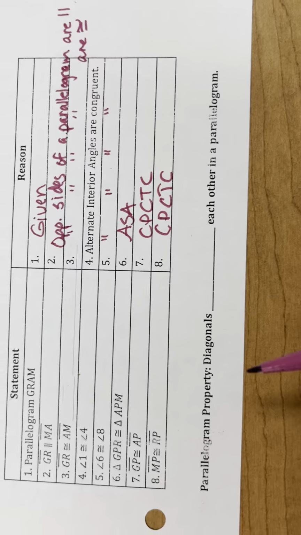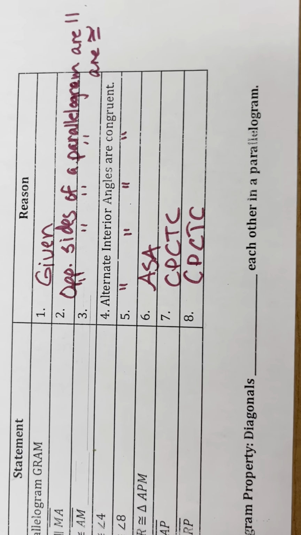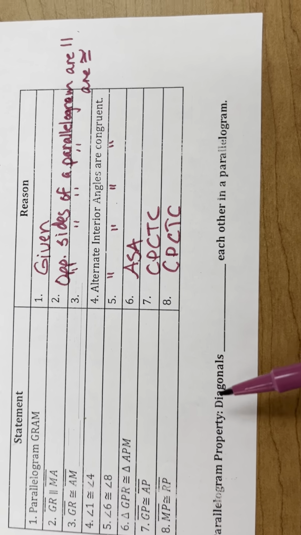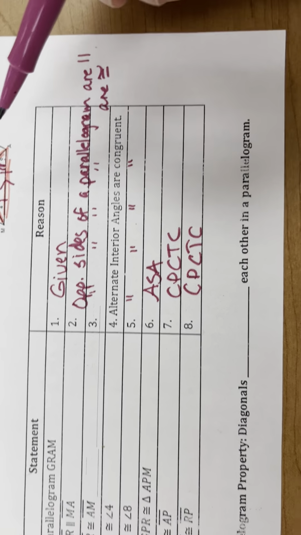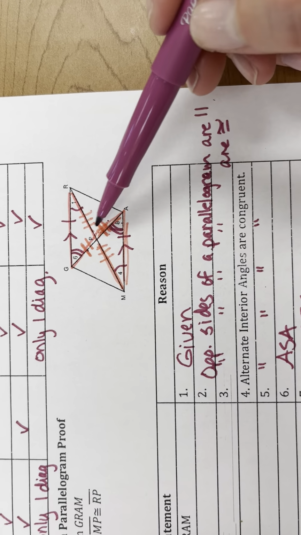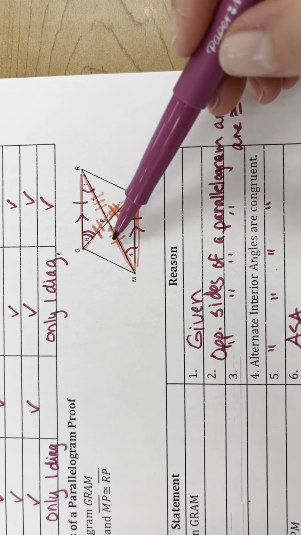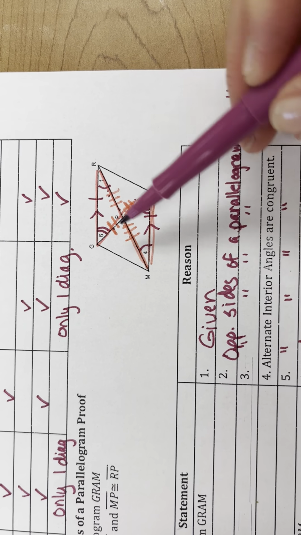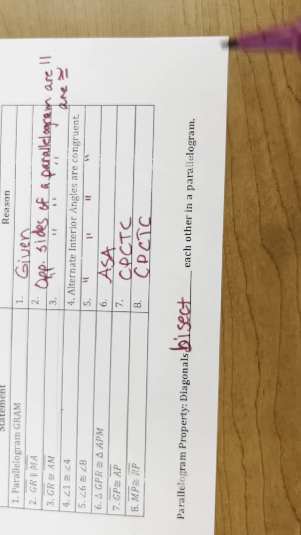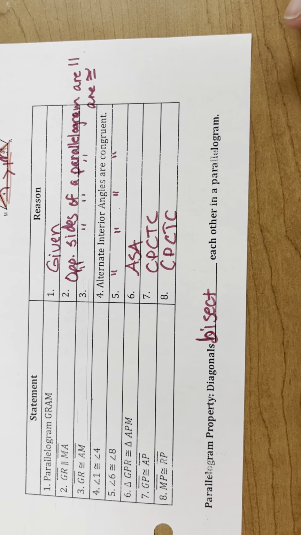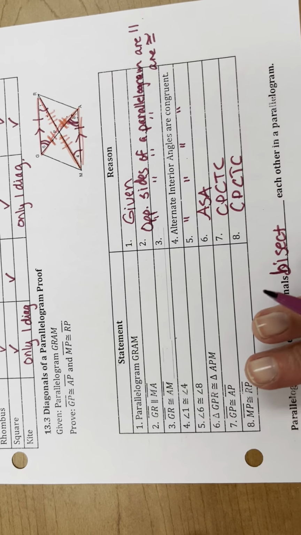All right, so what did we just do? Well, we proved this parallelogram property. Diagonals bisect each other in a parallelogram. Right? That's what we just showed, right? Because these two are congruent and these two are congruent. Those are the diagonals, okay? So diagonals bisect each other in a parallelogram.